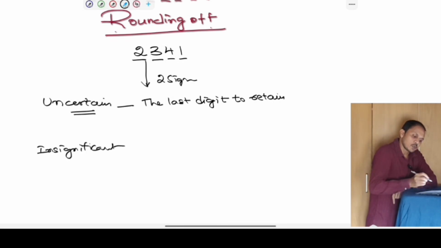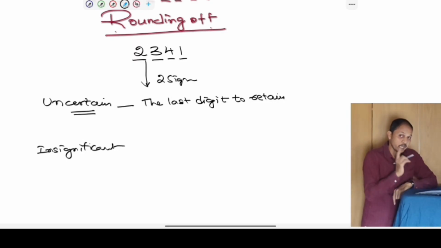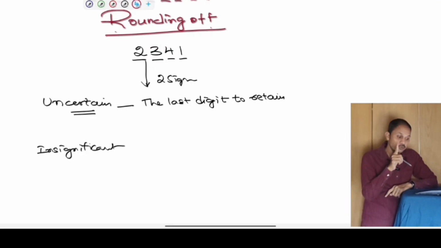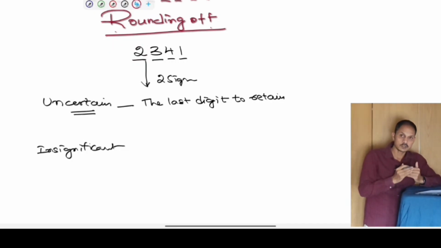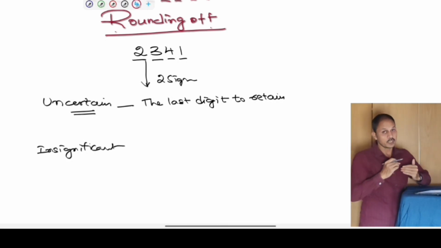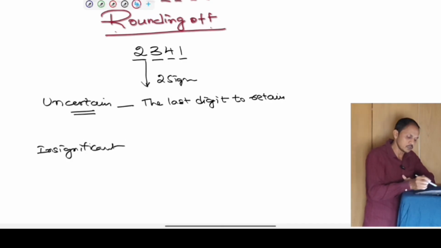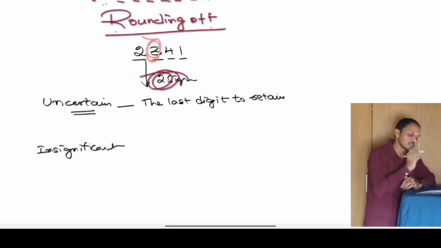Meaning, we want 2 significants, so the second one is the last. So the last one to retain is 3. 3 becomes uncertain for me. Suppose you asked me to round off to 1 significant only, then the first one is uncertain, then 2 will be uncertain, right? So whichever digit you are rounding off to, if you want a final answer in 3 significants, then the third is uncertain. If you want the final answer in 5 significants, then the 5th digit is uncertain, like this. Okay, so in our question, I asked you to round off to 2 significants, so 3 will be uncertain, right?